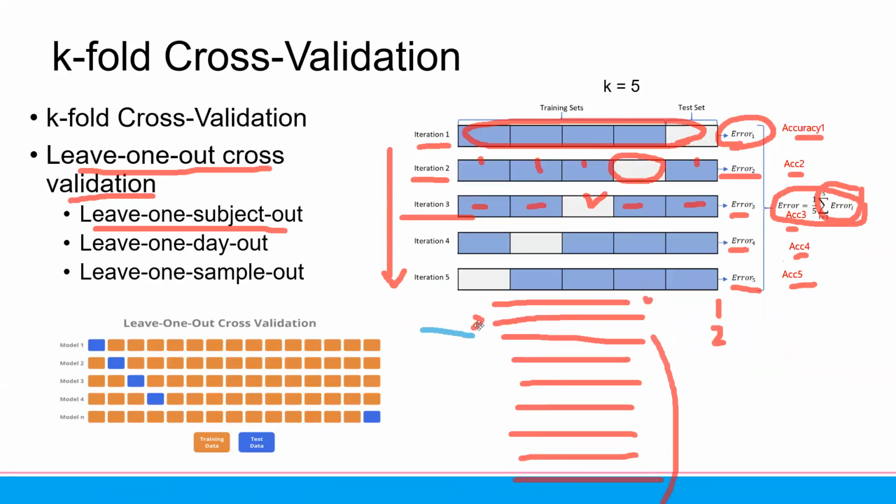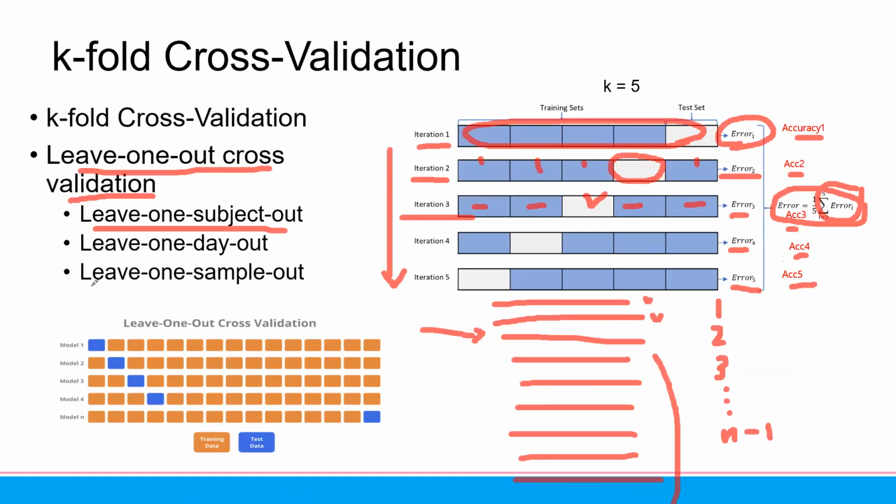Next, person number 3 will be used for testing, and person number 1, number 2, and the remaining will be used for the training. So that's iteration number 3, and so on until we have n iterations. Or maybe we have n minus 1 iterations, because one subject will be used for the testing. So this is leave one subject out.